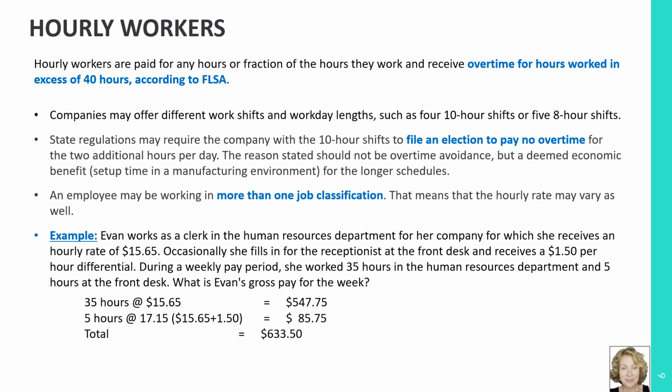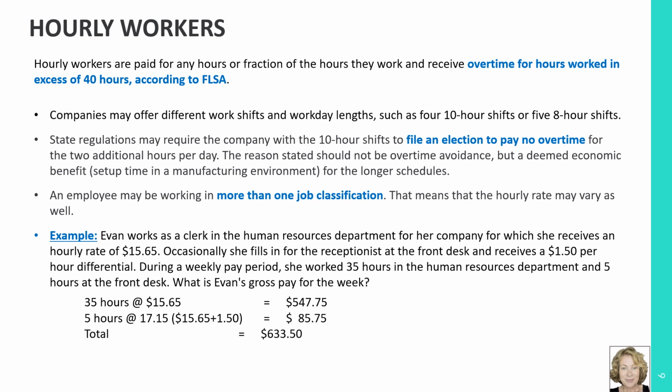State regulations may require the company with 10-hour shifts to file an election to pay no overtime. The main reason for filing the election should not be the avoidance of overtime pay, but rather the economic benefit of set-off times.